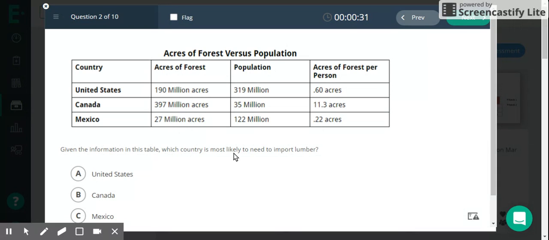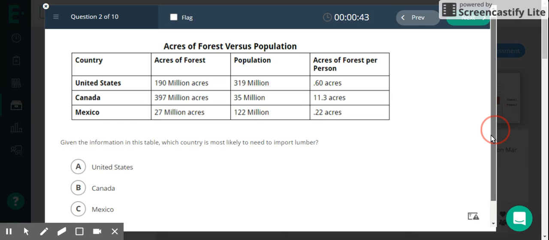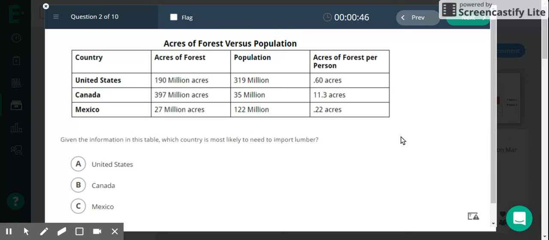Now, you need to remember what import means. Import means that you're going to be buying lumber. And what would be a reason why you'd want to buy lumber? That would be because you are lower on it than other countries. So here, the distractor would be, do I want to look at the amount of forest that they have versus the amount of acres per person? Well, the acres per person would be the best way to compare because that tells you how much forest they have per person. And in either case, they're both the same.